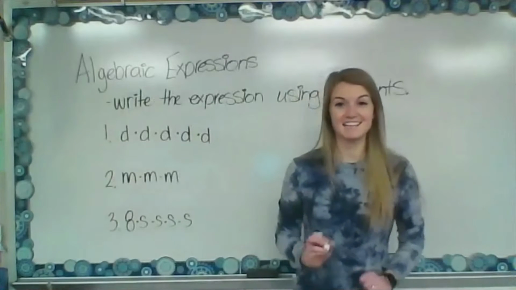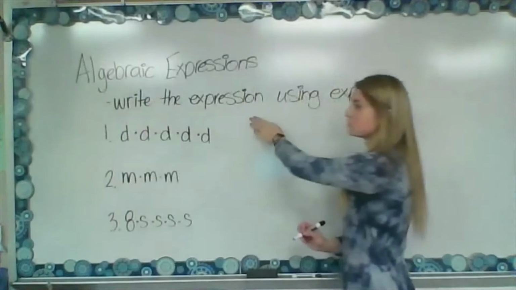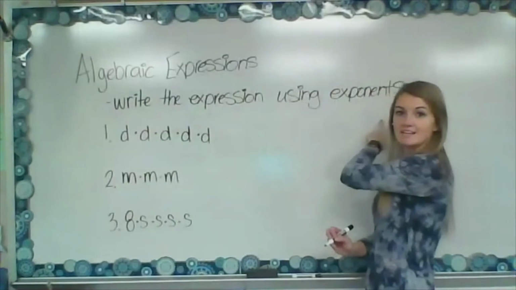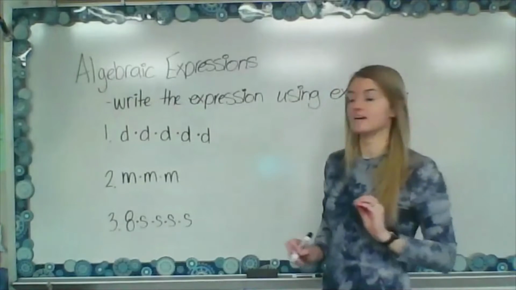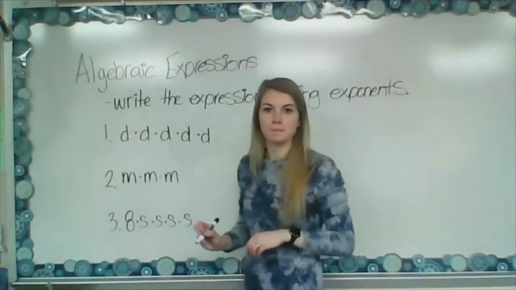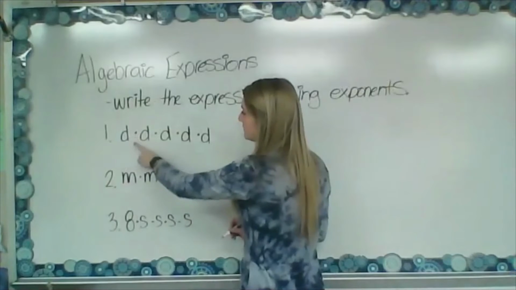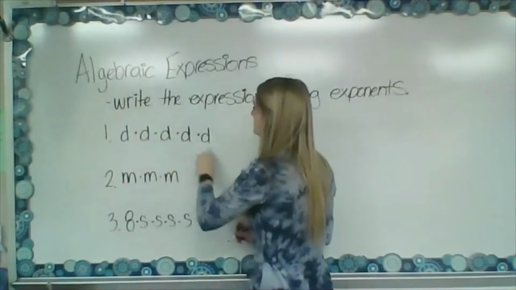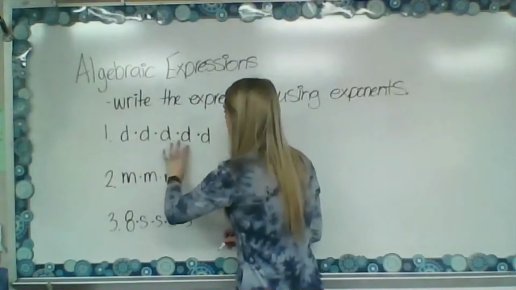Here we go. Next example. Let's read the directions, okay? It says to write the expression using exponents. Okay, so write the expression using exponents. I have 3 examples here for us. So let's look at the first one. Okay, the first one, I have d times d times d times d times d. D times itself, how many times? 1, 2, 3, 4, 5.